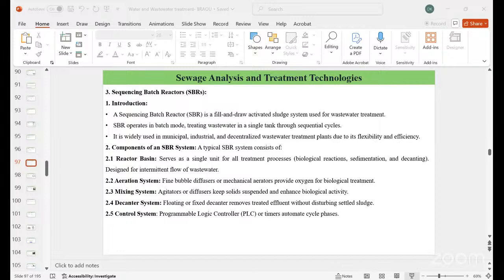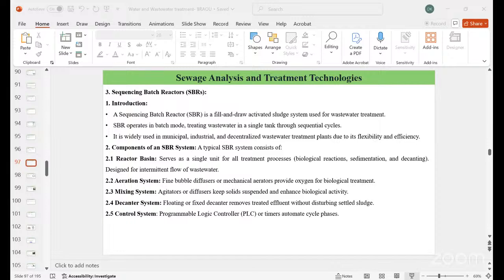And it has a mixing system where agitation mixes the suspended solids in order to enhance the biological activity, and proper agitation should be a good sign for good microbial degradation. And a decanter system, where a floating or fixed decanter removes the treated effluent without disturbing the sludge which is settled at the bottom. And the control system is always there in order to control the whole system.